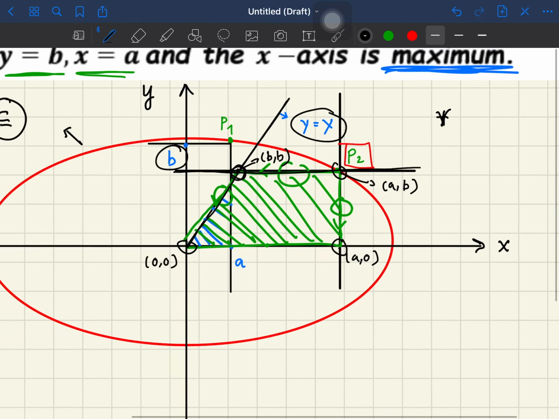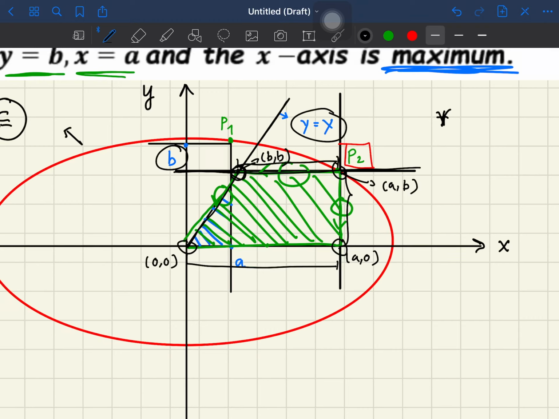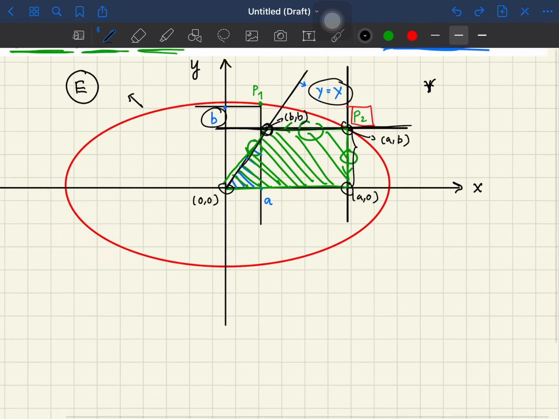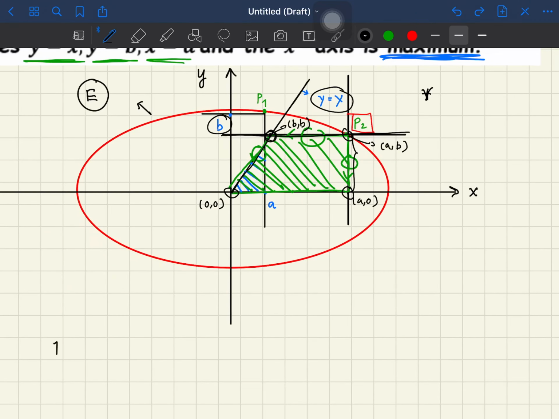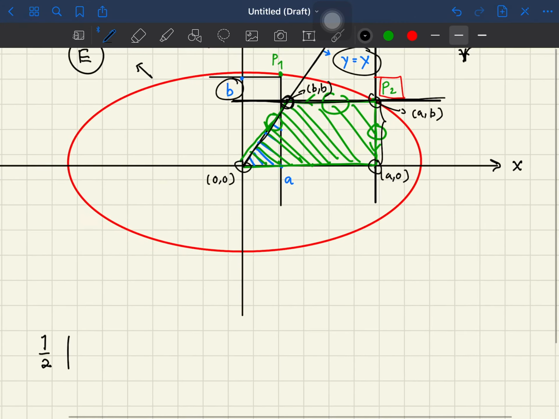Alternatively, you can actually just use the area of trapezium by finding this height and then the side lengths. But in this case, because I want to use the coordinate geometry method, which is easier, we can use the coordinate geometry method to just get the area of the trapezium. So 0, 0, and then you can choose in any direction.